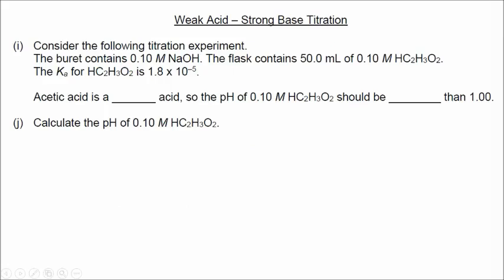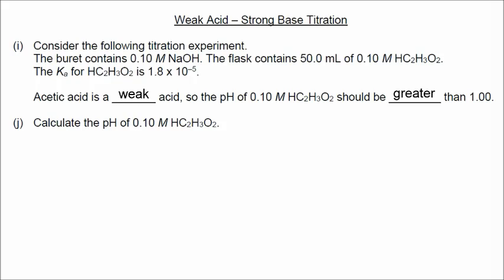Alright, so now let's take a look at a weak acid strong base titration. We have 0.1 molar sodium hydroxide. We have 50 milliliters of a 0.1 molar solution of a weak acid, acetic acid. Because acetic acid is a weak acid, the pH of a 0.1 molar solution is not going to be 1. It should be greater than 1.